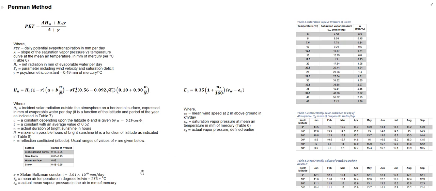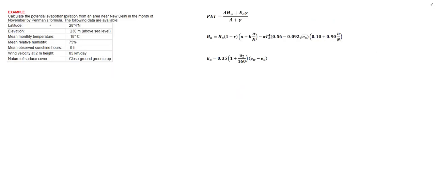Now we move to our example. Example: calculate the potential evapotranspiration from an area near New Delhi in the month of November by Penman's formula. The following data are available. So this one.